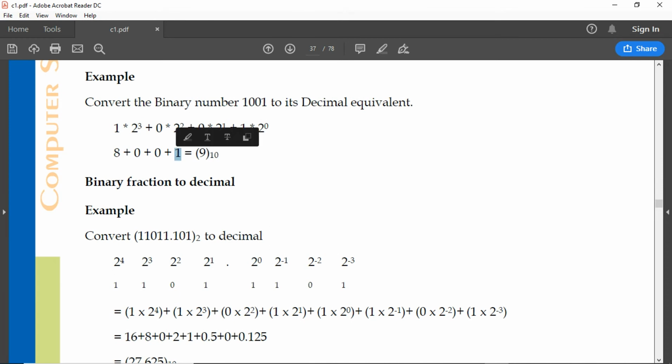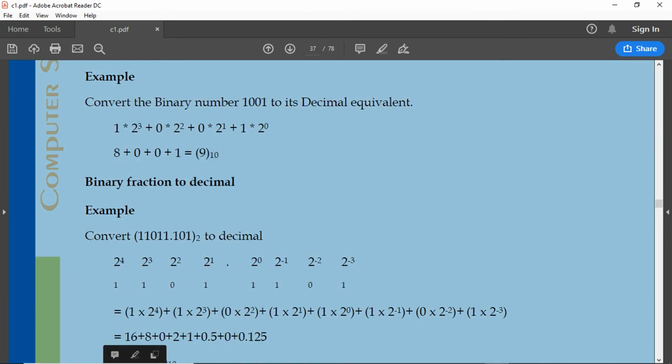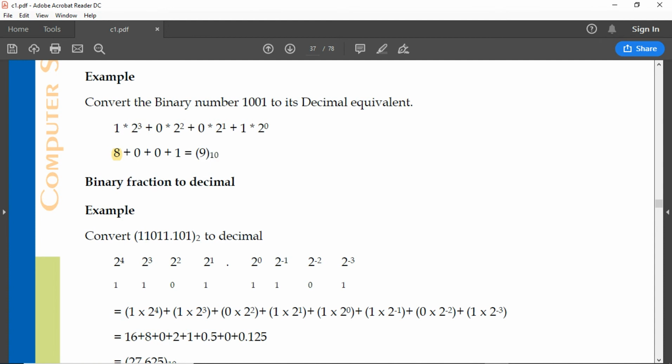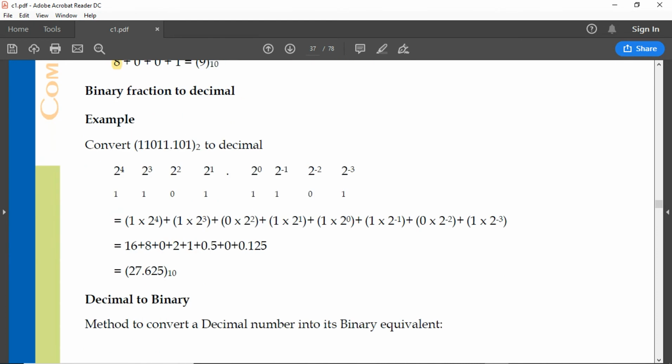Binary fraction to decimal. Example. Convert 11011.101 base 2 to decimal. The place values are 2^4, 2^3, 2^2, 2^1, 2^0, 2^-1, 2^-2, 2^-3.